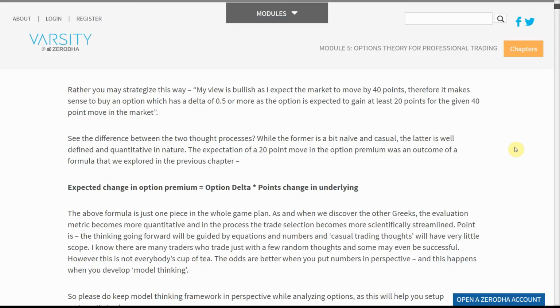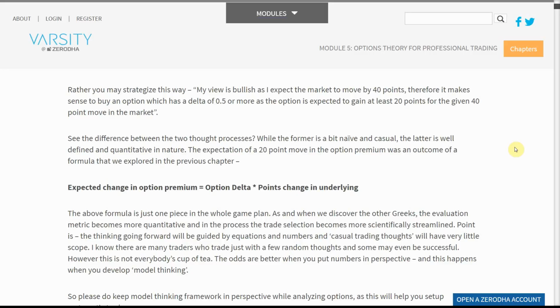See the difference between the two thought processes? While the former is a bit naive and casual, the latter is well-defined and quantitative in nature. The expectation of a 20-point move in the option premium was an outcome of a formula that we explored in the previous chapter. Expected change in option premium equals option delta asterisk points change in underlying.